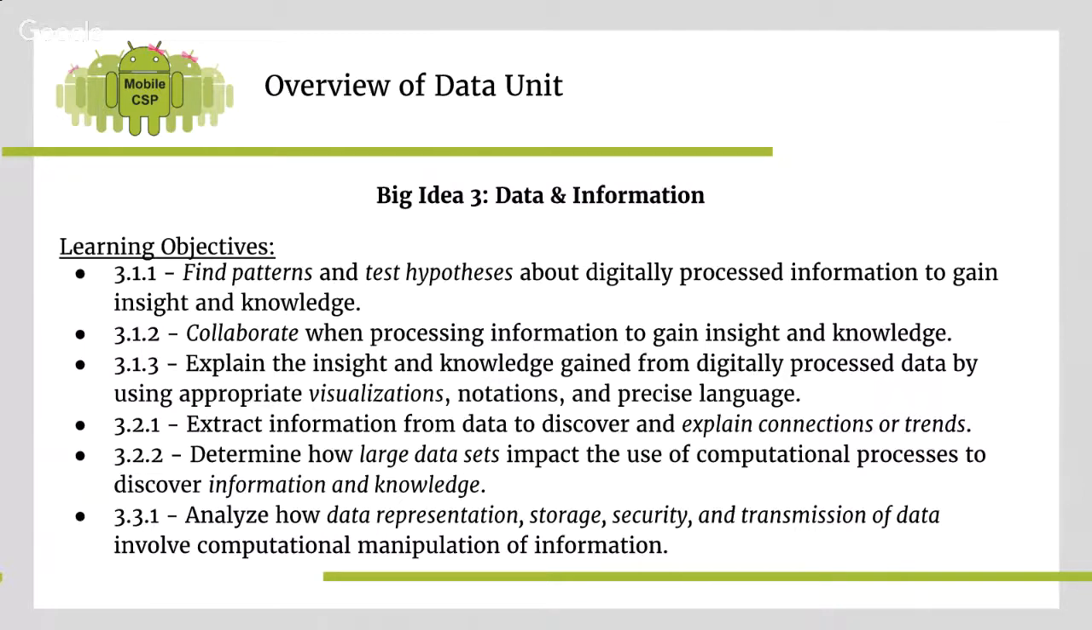One of the 7 big ideas is titled Data and Information. That Computer Science Principles has been set up, and our Mobile CSP curriculum has been designed to meet. There are several key learning objectives that we're aiming to meet as a part of this data unit. So the first one is about finding patterns and testing hypotheses with this data and information. Another one is that we want students to collaborate when processing this information and data, because usually by collaborating, they can discover and learn more about the data than just thinking about it on their own.